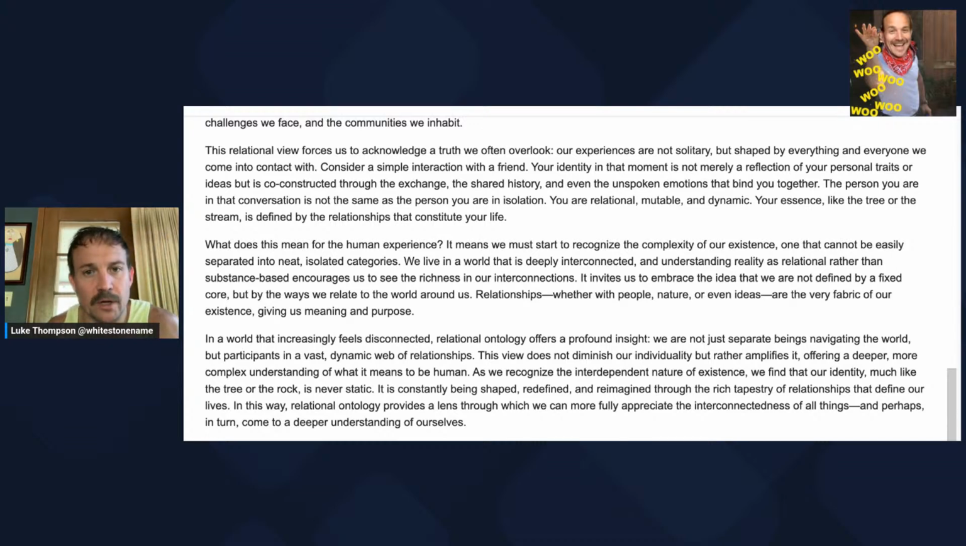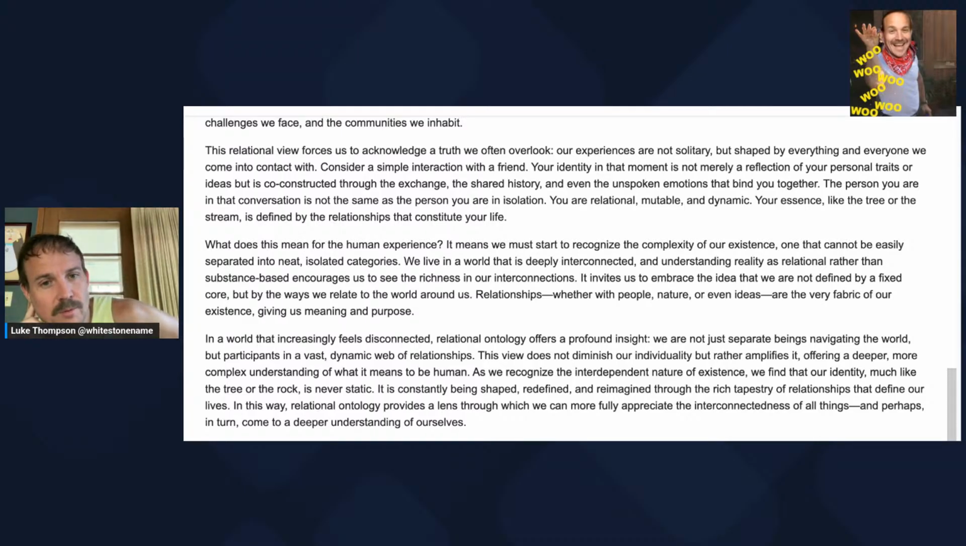Consider a simple interaction with a friend. Your identity in that moment is not merely a reflection of your personal traits or ideas, but is co-constructed through the exchange, the shared history, and even the unspoken emotions that bind you together. The person you are in that conversation is not the same person you are in isolation. You are relational, mutable, and dynamic. Your essence, like the tree or the stream, is defined by the relationships that constitute your life.